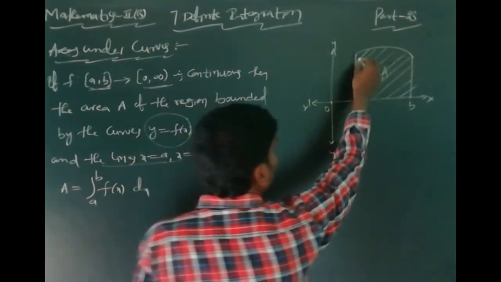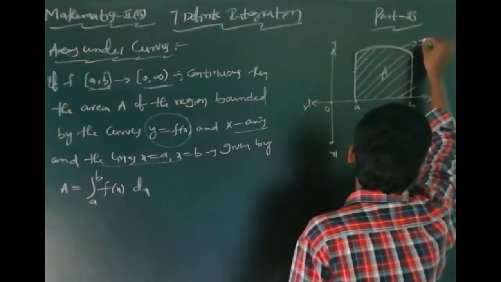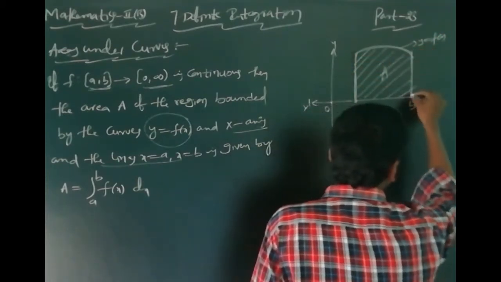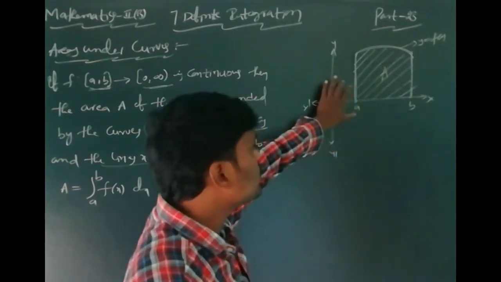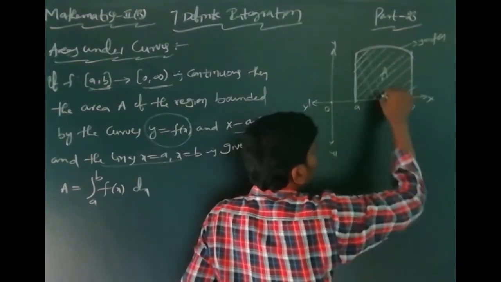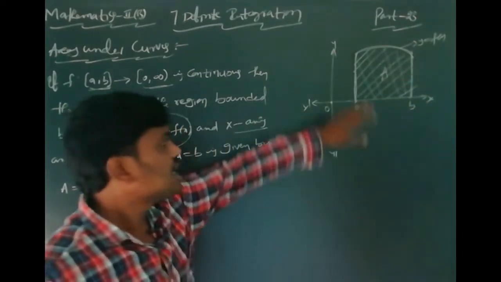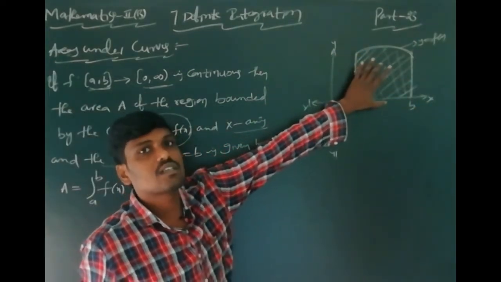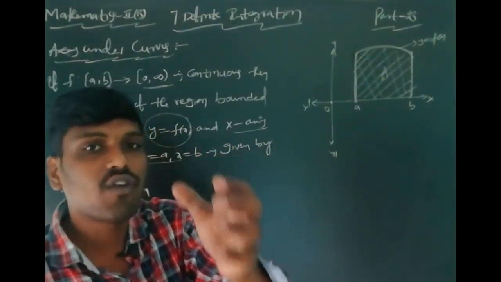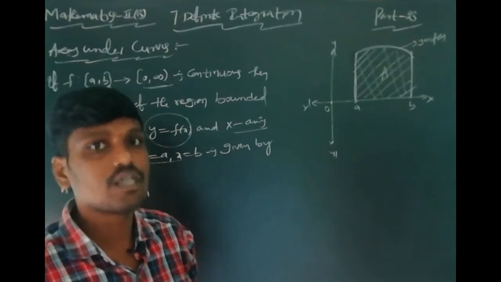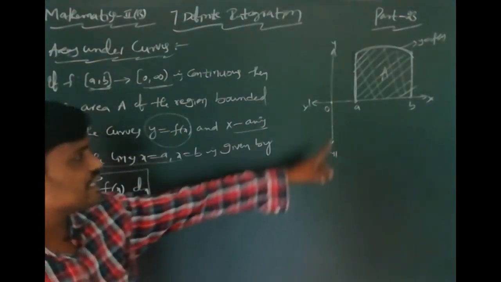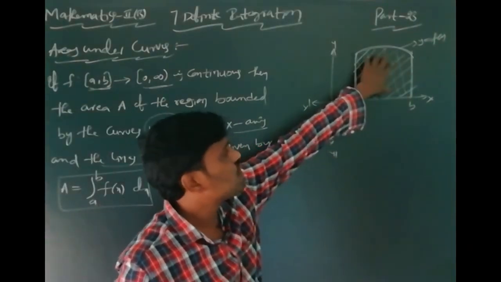Here, this one is the curve y is equal to f of x. This is the line x is equal to a and this is the line x is equal to b. The area bounded by these two lines and the curve y is equal to f of x is this one. In this area, the curve lies above the x-axis if f of x is positive. What is the area here? Area is equal to the integral from a to b of f of x dx.